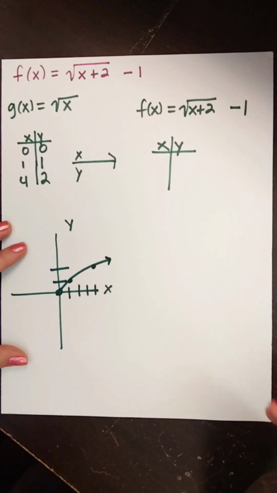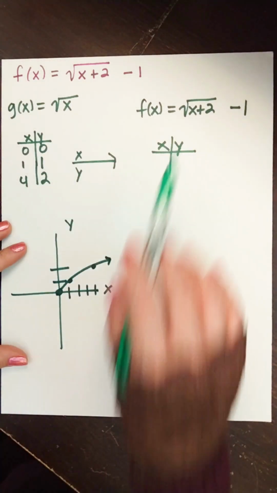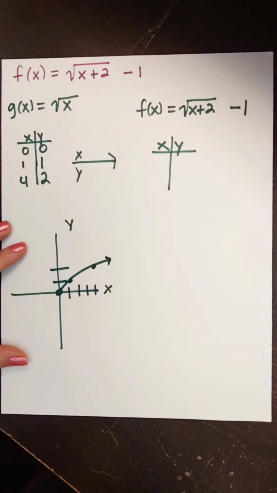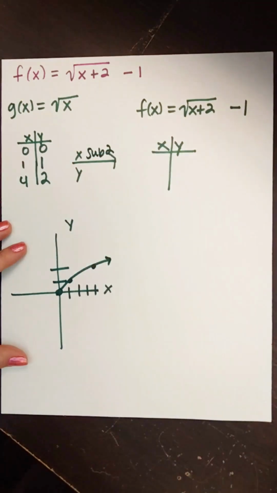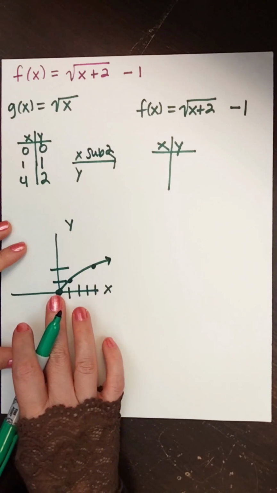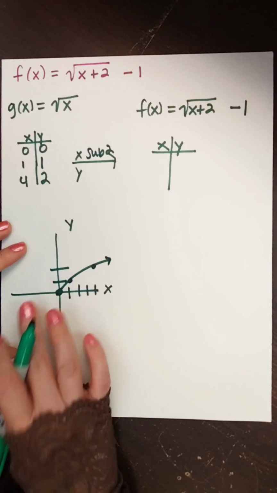And if I look from this x to this x, I am actually subtracting 2. You always do the opposite to the x value. Whatever arithmetic is being done to it, you do the opposite. So we're doing a horizontal shift left 2 units. So we're going to take this graph and we're going to shift it left 2 units.